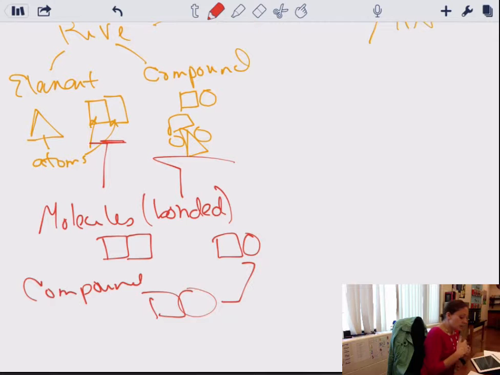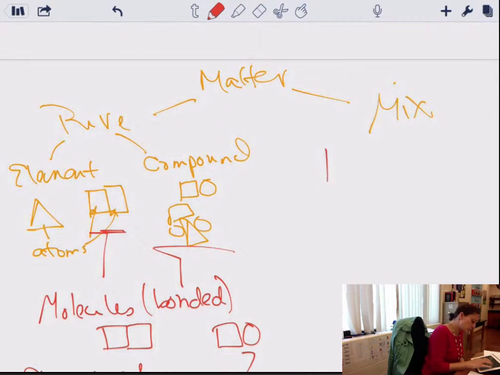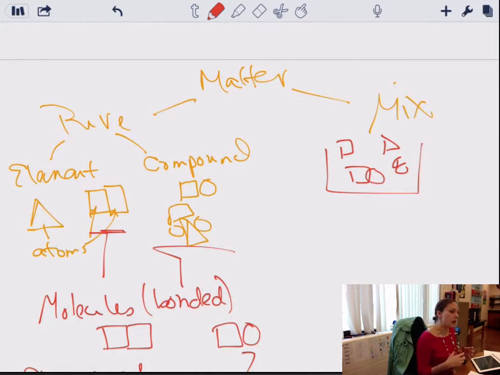Now, if we go to the other side, we talk about mixtures. A mixture needs to be a combination. So I can have a couple of elements. I can have a couple of compounds. I can have a molecule. You've got to have different things going on in there. Combinations of compounds, combinations of elements and compounds, molecules, whatever. You've got to have different items in there.